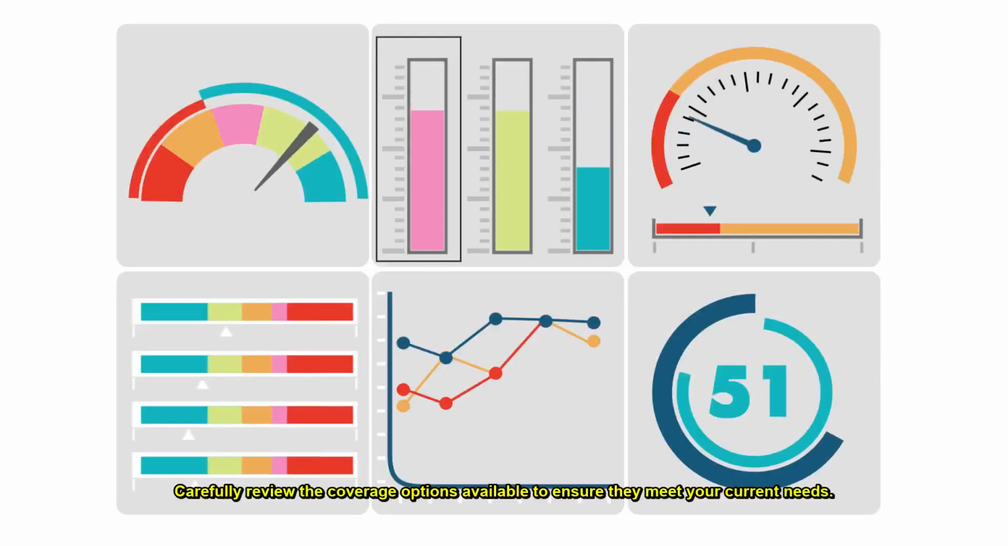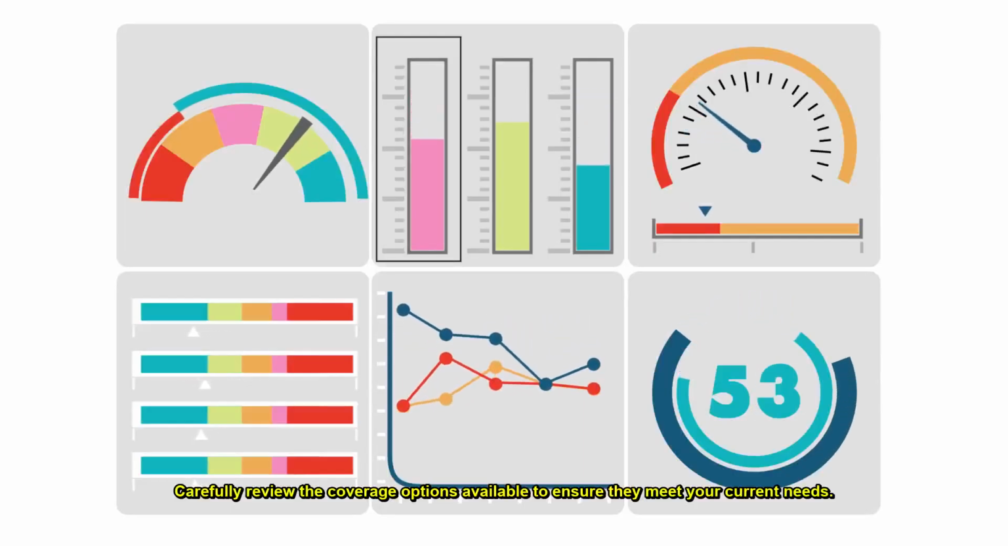Carefully review the coverage options available to ensure they meet your current needs. Select the new coverage limits you wish to apply. Provide any necessary documentation or information requested by Chubb. Be sure to review any changes in premium costs associated with your updated coverage. After making your selections, submit your policy update for processing.